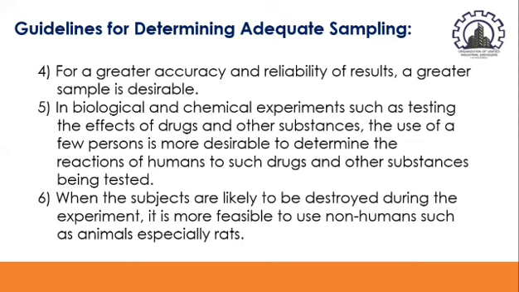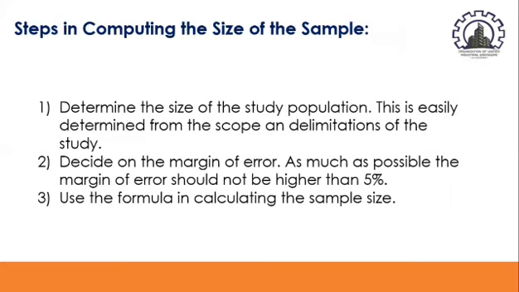Okay? Now, what are the steps in computing the size of the sample then? Well, the steps in computing the size of a sample are as follows. The very first thing that we need to do is to determine the size of the study population. This is easily determined from the scope and delimitation of the study. And second step, decide on the margin of error. As much as possible, the margin of error should not be higher than 5%.